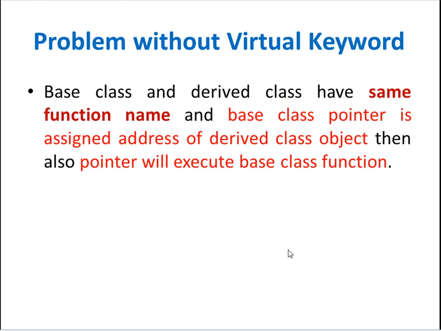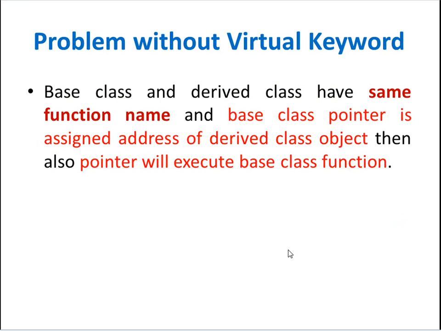Now we are going to see the details. If we are not using the virtual keyword in front of the function, what will happen? Problem without the virtual keyword: for example, the base class and derived class have the same function name, and a base class pointer is assigned the address of a derived class object. Then the pointer will still execute the base class function, not the derived class function. This is a problem here.